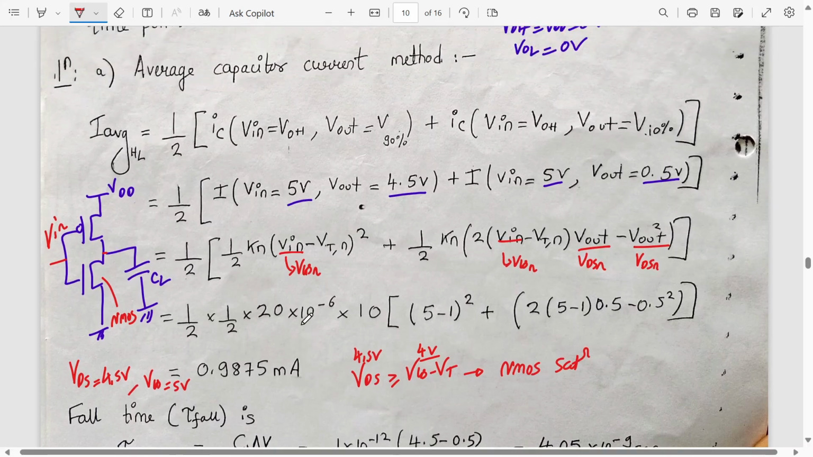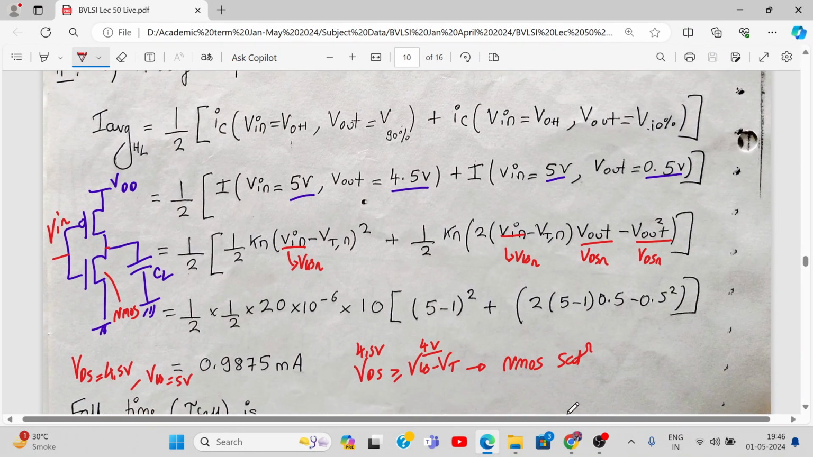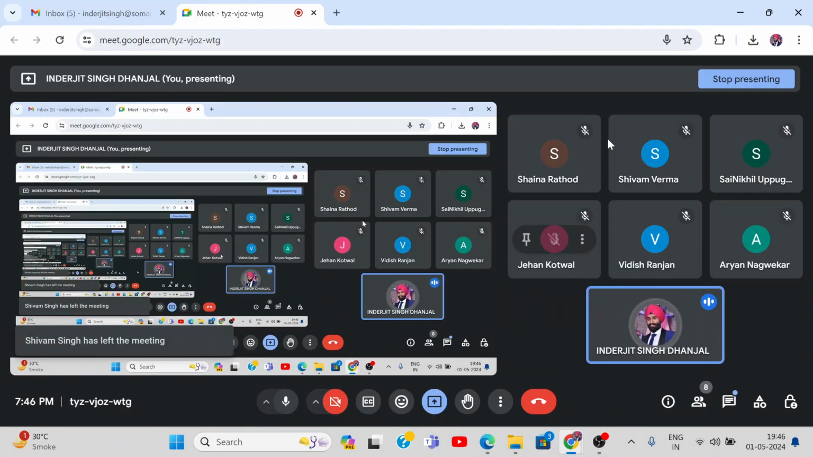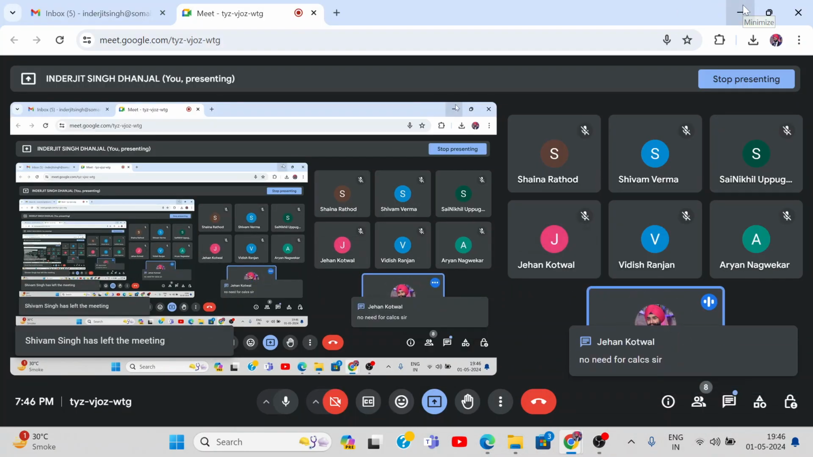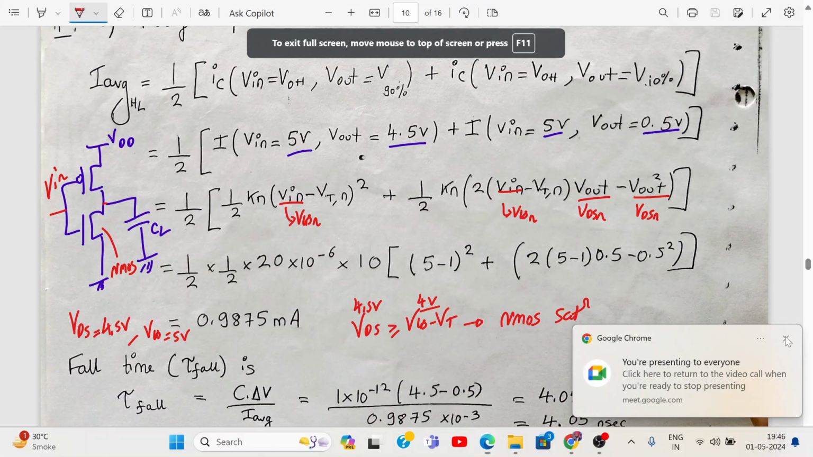Do you wish to do the calculation, or will you manage on your own, or should I only discuss the solution? Everyone, do you want to write this, or should you just have a look at it? Hello, no need for calculation, sir. Okay, yeah, I agree.